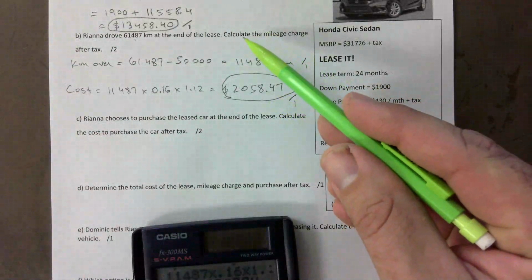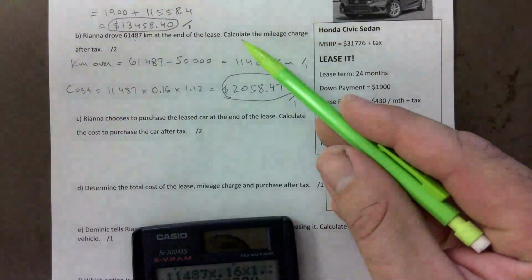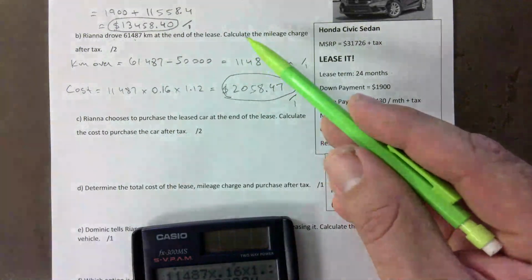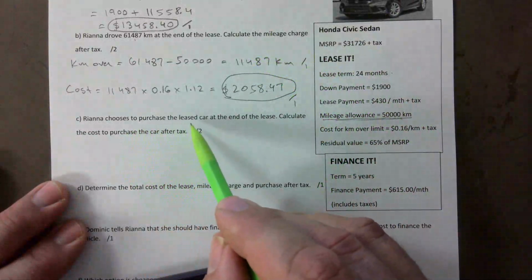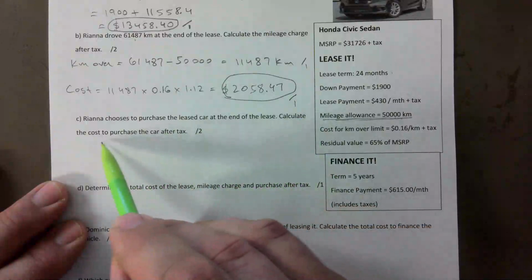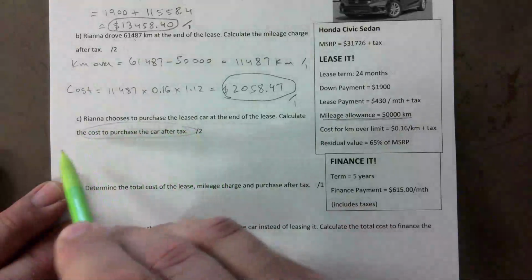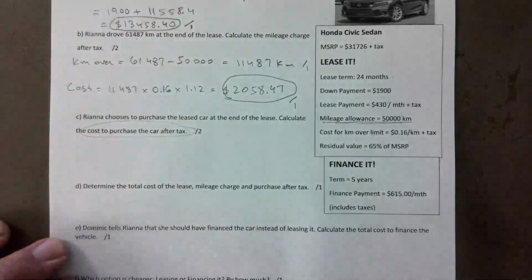Usually, well, the province would say if it says calculate, we expect you to use some sort of equation or formula, right? If it just says state, then they're actually okay with you just giving the final answer. Rihanna chooses to purchase the leased car at the end of the lease. Calculate the cost of purchase after tax. What do we know this as? That's the buyout.